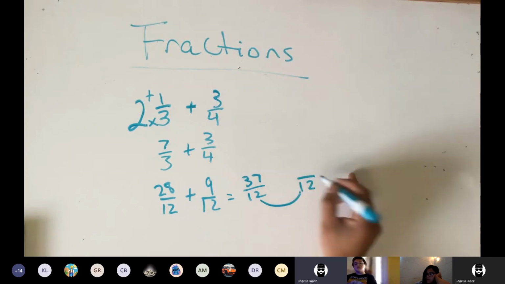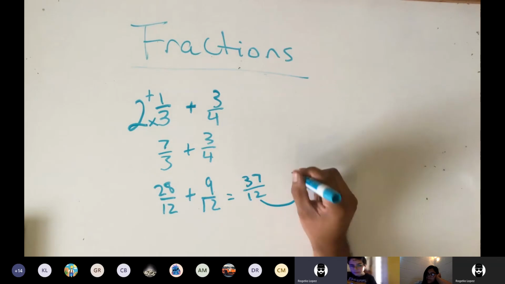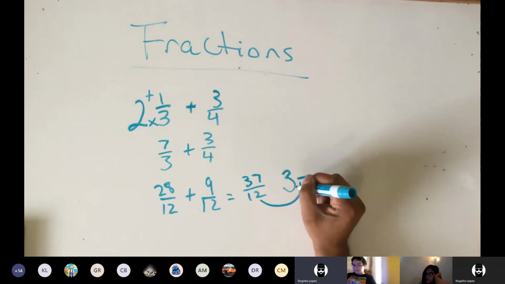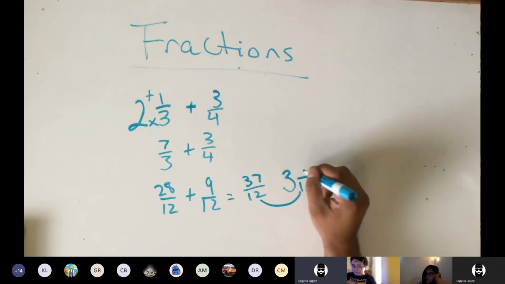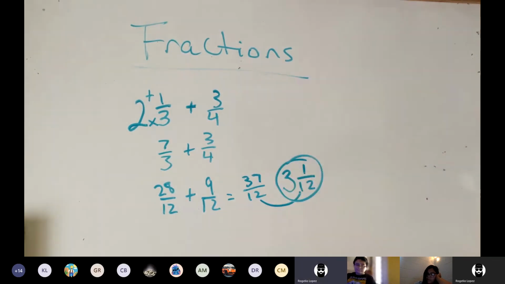So I'm just going to do this. The 12 stays on the bottom. Now I divide. How many 12s go into 37? Well, I know that's 3, and that gives me 36, and what's left is 1. So now I have my answer in simplest form and as a mixed number: 3 and 1/12. So that's how you solve these.